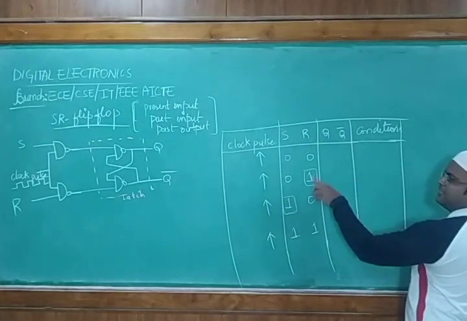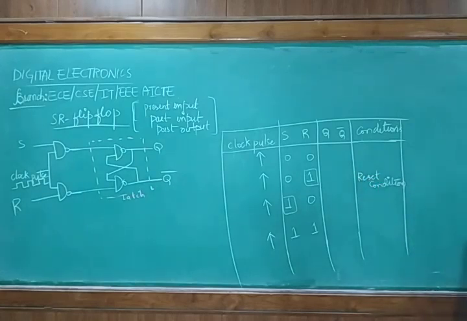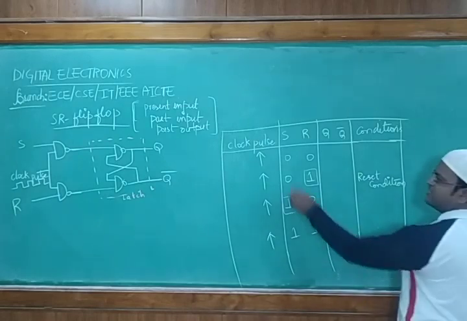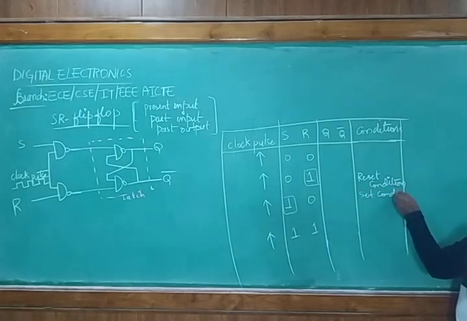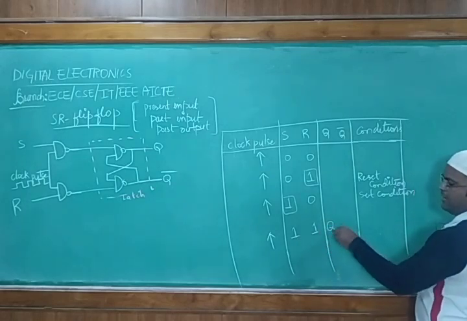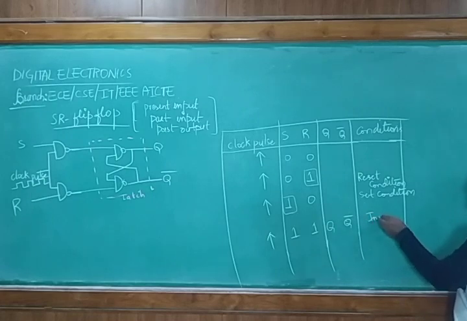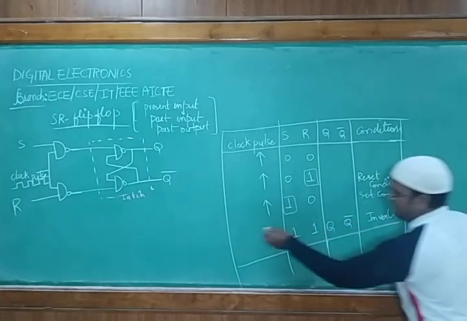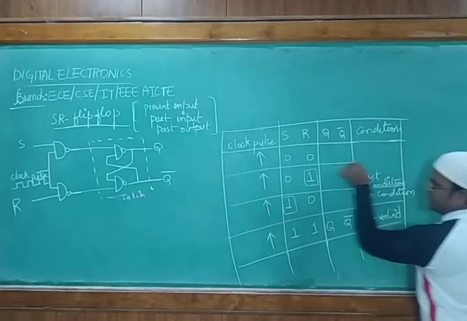When reset is equal to 1, this is called which condition? Reset condition, or your flip-flop is going into reset condition. Similarly, when set is equal to 1, this is called the set condition. When both are equal to 1, it can be Q or it can be Q bar, irrespective of the output. This is what? Invalid condition. So this is the first invalid condition. Next we have taken the set condition, then the reset condition.